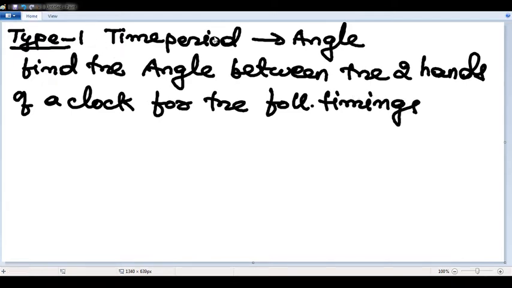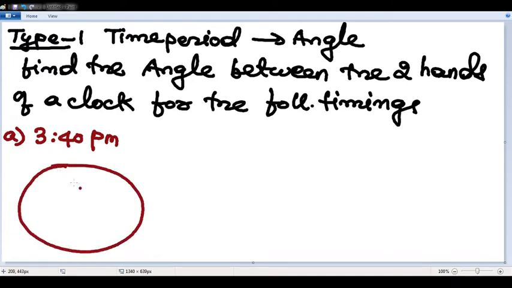First question. 3:40 p.m. Listen carefully. 4 questions I will solve, then you will not get a single doubt in this topic. 3:40 p.m. Now if you see your watch, whether on your hand or on a wall, the representation will be like this. The hour hand will be at 3 o'clock. The minute hand will be at 8. This is 3:40. A few changes we have to do, that we'll do in the next step. So 3:40 looks very close to this.